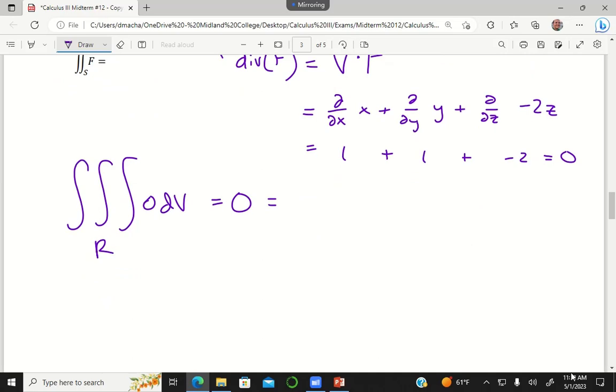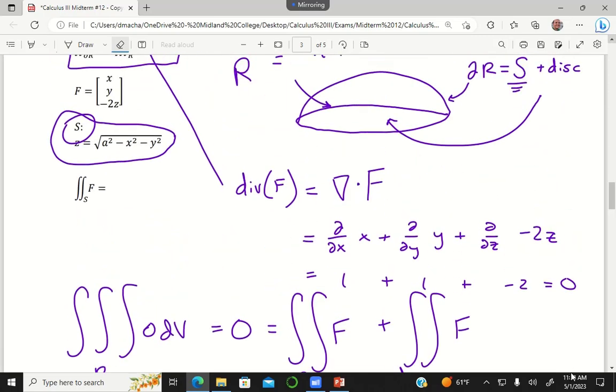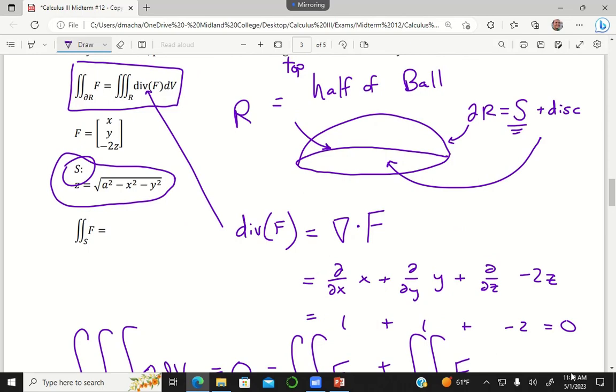But the divergence theorem tells me that this has to be equal to the surface integral over S of my vector field plus, don't forget, the surface integral over the disk in the xy plane of my vector field. Okay? So these two surface integrals added together have to equal 0, again, according to my divergence theorem.